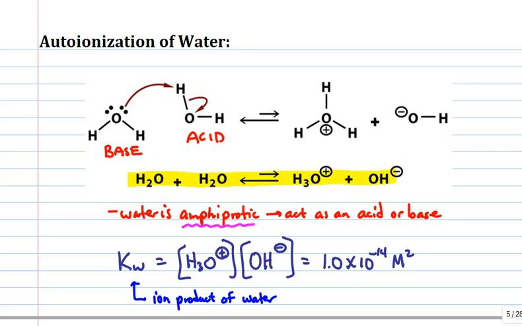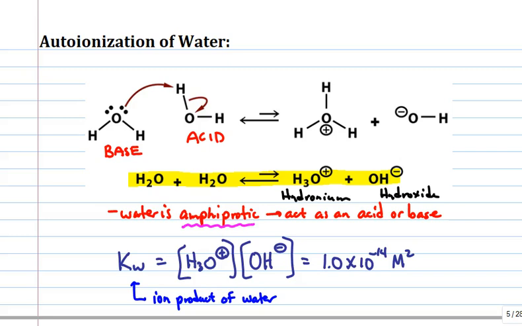When two water molecules react in an acid-base reaction, you're going to get the hydronium ion and the hydroxide ion. And there is an equilibrium established.